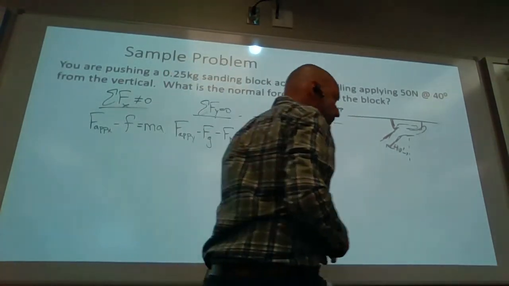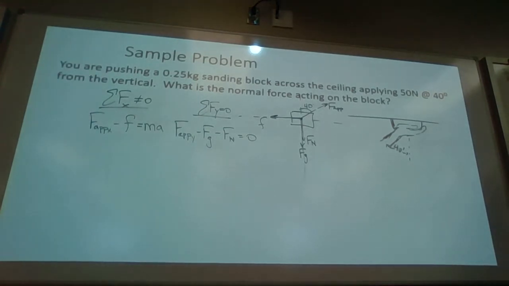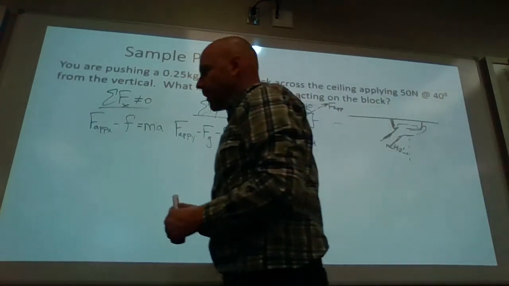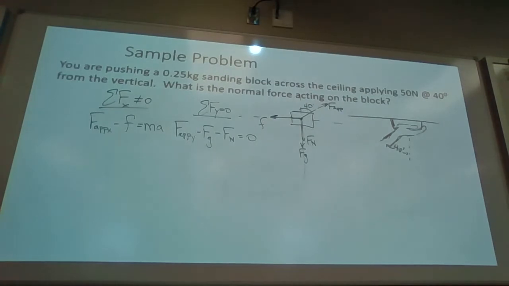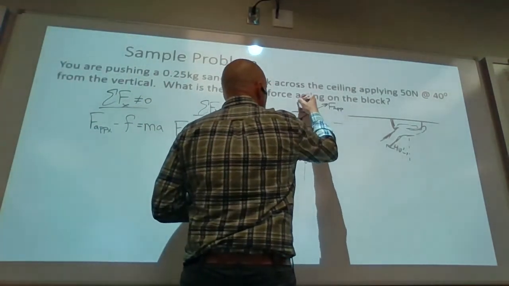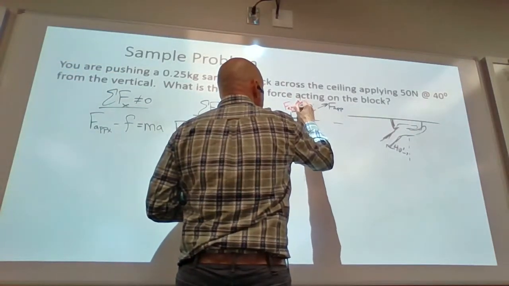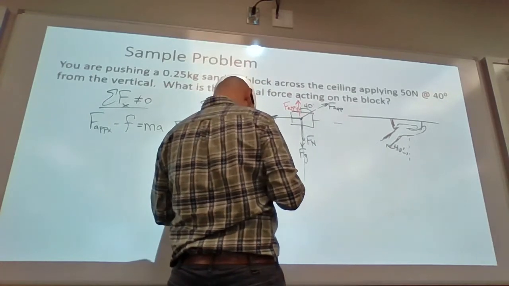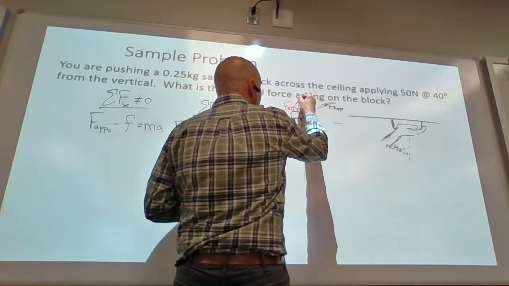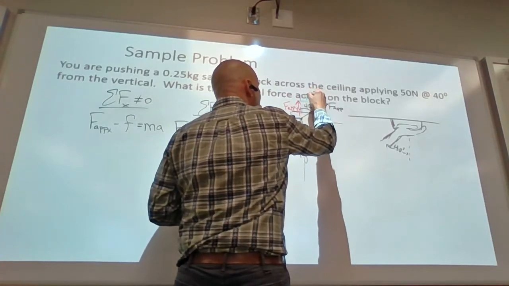Okay. So I've got a vector at an angle, and just like last chapter, if I have a vector at an angle, I need to break it up into components. And so I've got my y component and my x component.